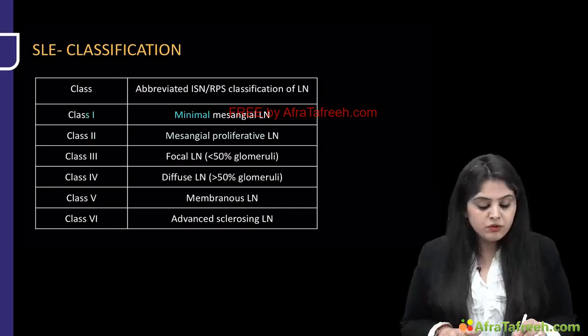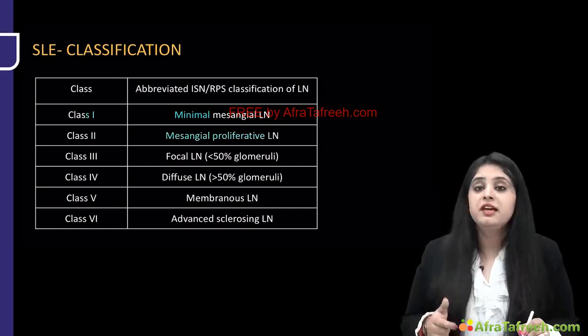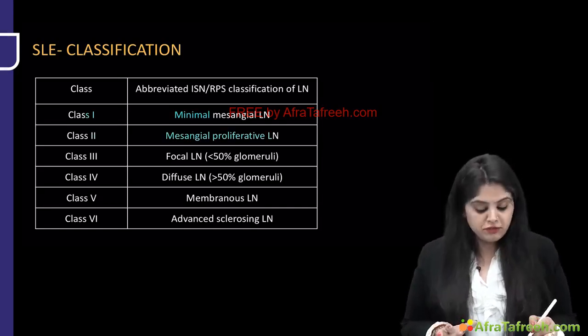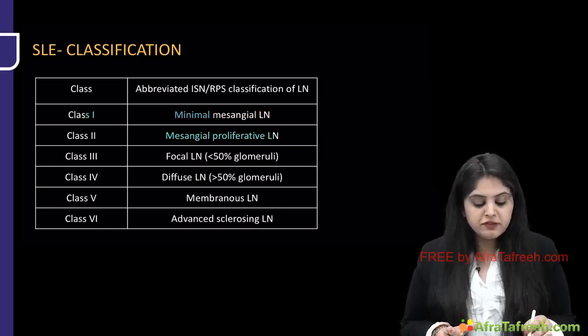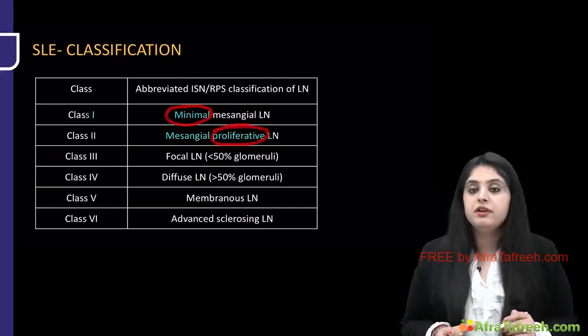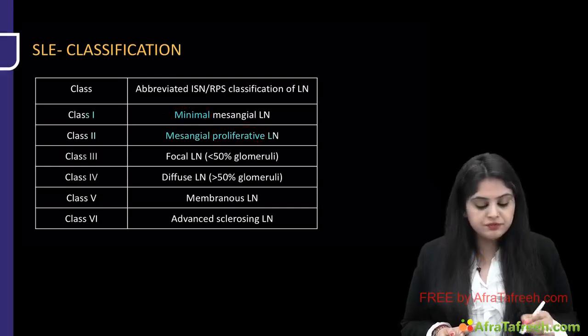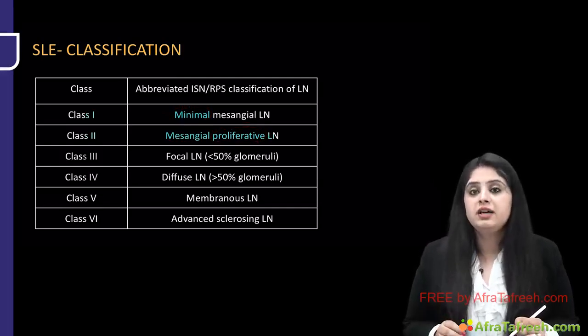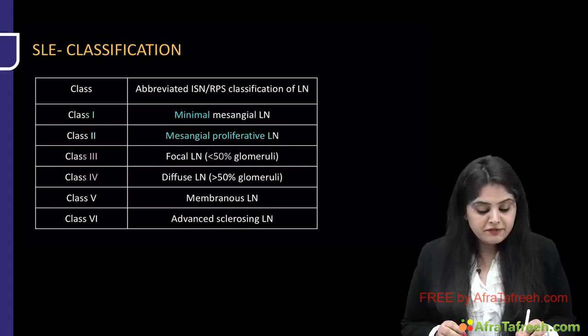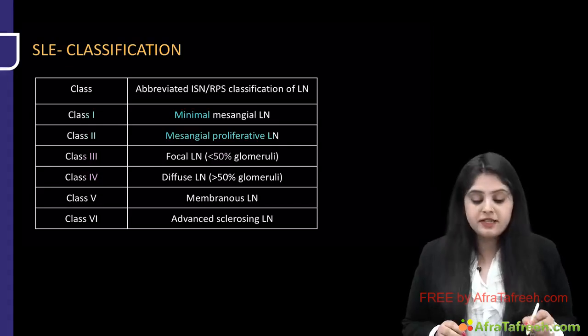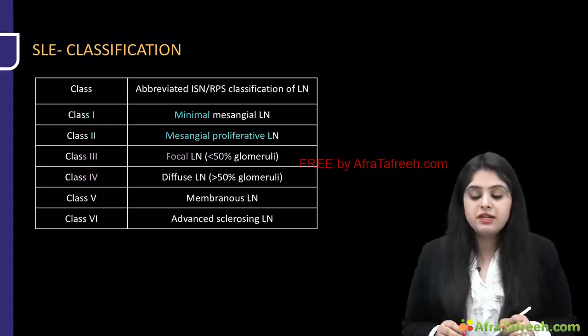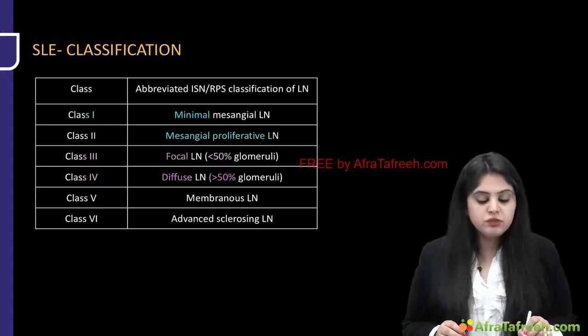In type 2, you will have to increase that. There is mesangial proliferation that is seen. So first two I think are sorted. In the first one, there is minimal involvement. In the next one, there is a little more proliferation. After that, you come to class 3 and class 4. How many of the glomeruli are getting affected? If less than 50% of glomeruli are getting affected, that is focal lupus nephritis. If more than 50% are getting affected, then that is diffuse lupus nephritis.